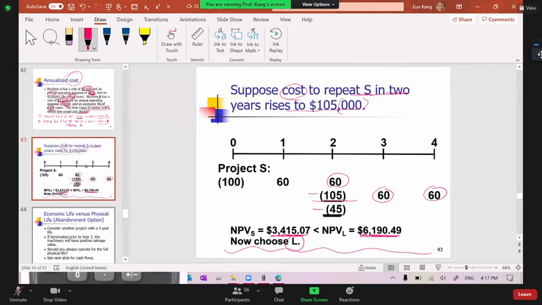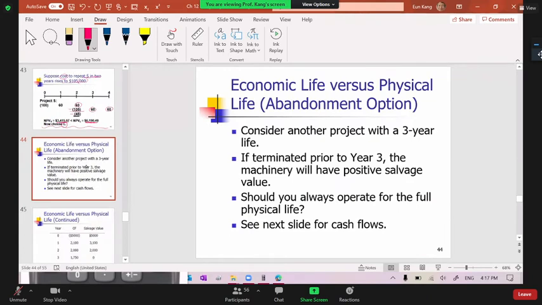And then the next topic, some more application problems. Now this is economic life versus physical life. We call it the abandonment option. So far, we assumed that a 2-year project, you have to run for 2 years. A 4-year project, you have to run for 4 years, right? But if you introduce the abandonment option, then things may change.